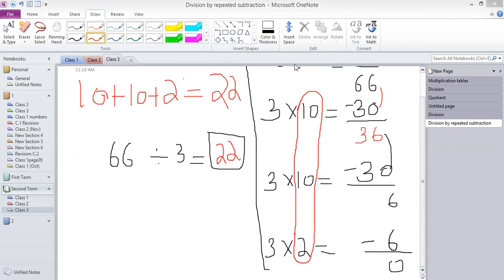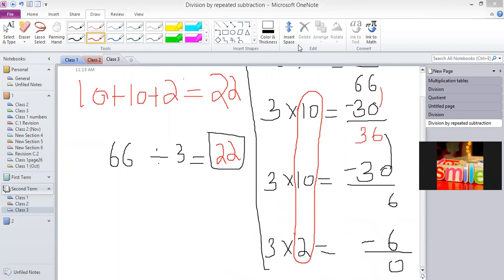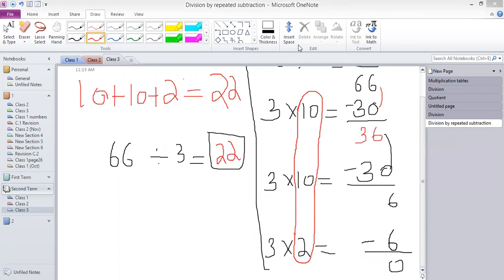Clear? Yes, sir. Very good. Guys, if you did not understand anything, you can send a message in the chat box. And I will repeat for you, because after this, we will come to the notebook and we will do some questions with the help of the repeated subtraction method also.